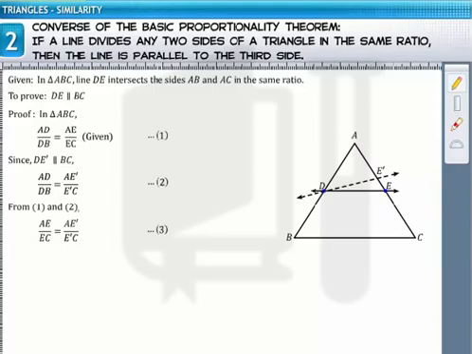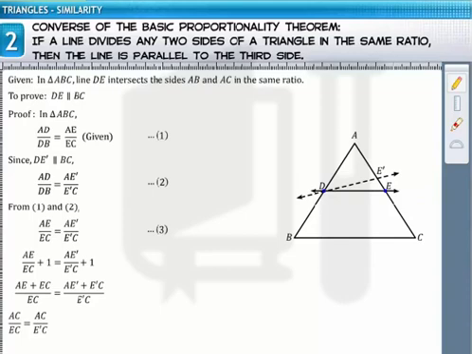Adding 1 on both sides of 3 and on simplifying, we get EC is equal to E'C. Therefore, we can say that E and E' coincide. Hence, DE is parallel to BC.